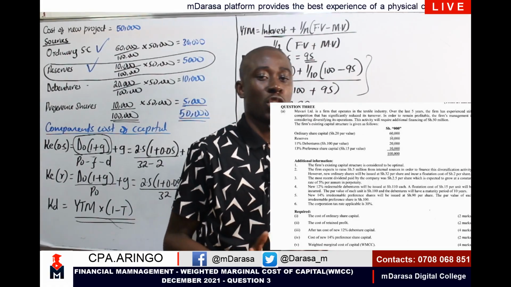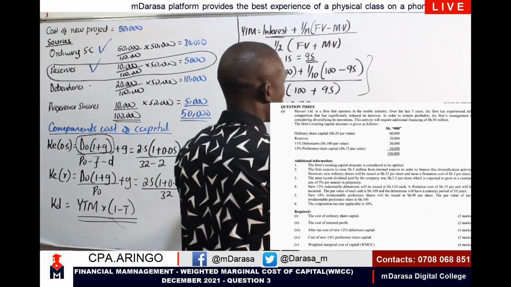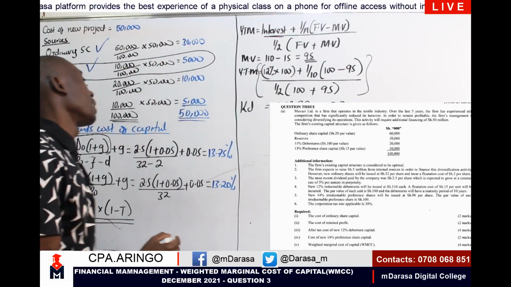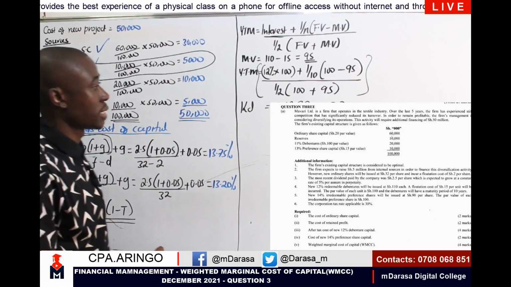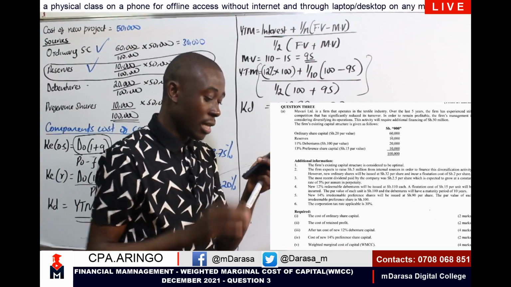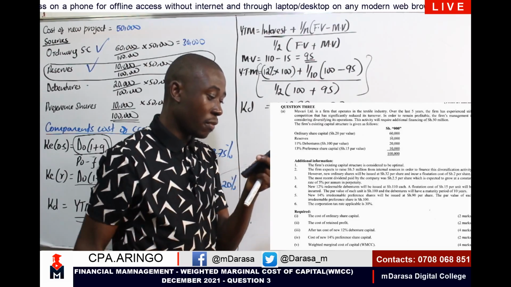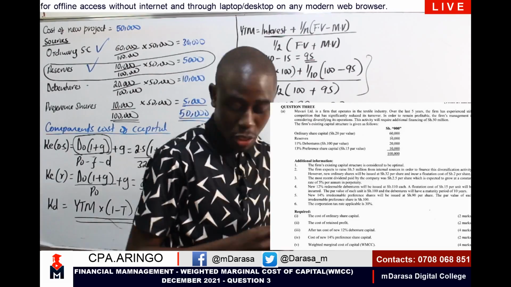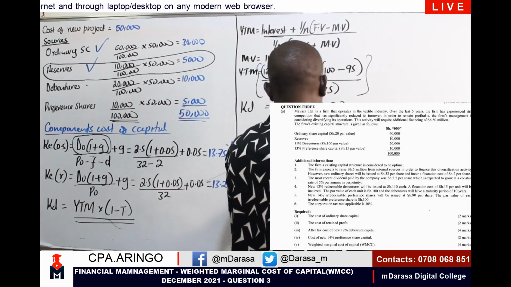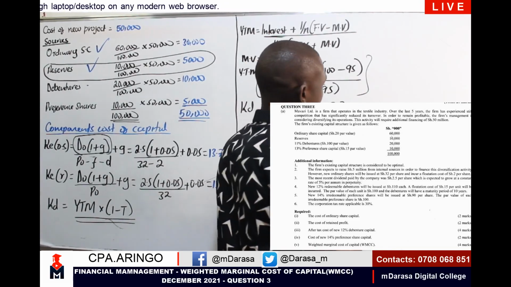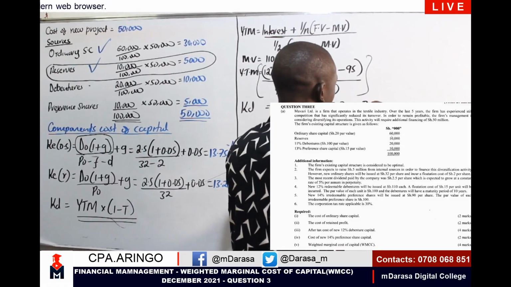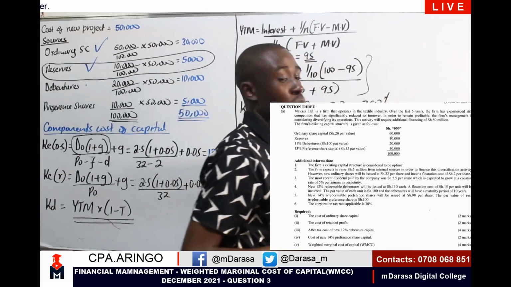I should multiply by the component of tax. Remember, interest tax shield. This is what we are talking of, 1 minus t, which would give us 0.7. So therefore my KD, which ideally is YTM times 1 minus t, what percentage does that give us? Times 0.7, times 100, I'm getting a figure of 8.97% to be our KD. That will be our KD.